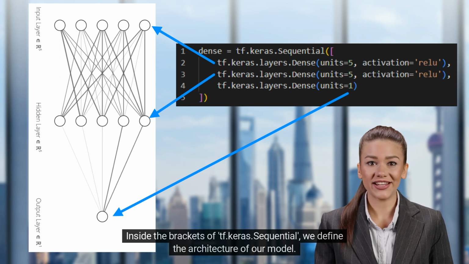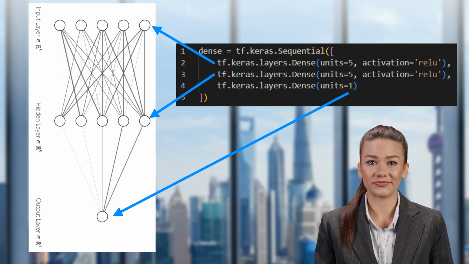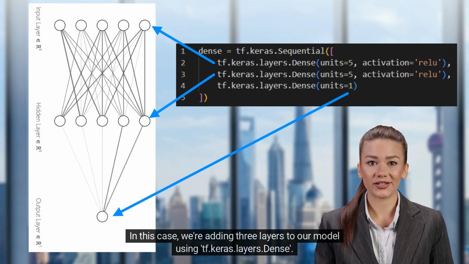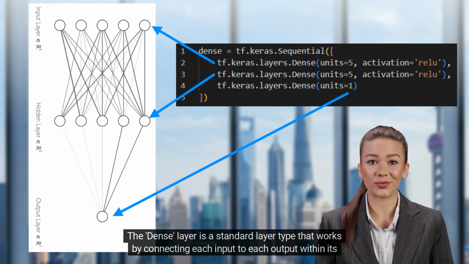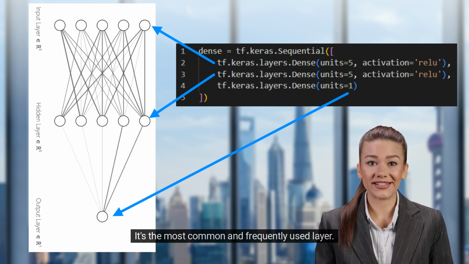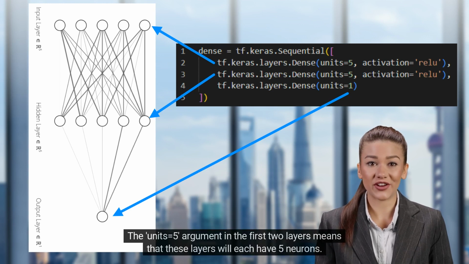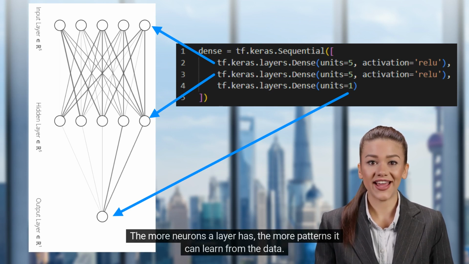Inside the brackets of tf.keras.Sequential, we define the architecture of our model. In this case, we're adding 3 layers to our model using tf.keras.layers.Dense. The dense layer is a standard layer type that works by connecting each input to each output within its layer. It's the most common and frequently used layer. The units=5 argument in the first 2 layers means that these layers will each have 5 neurons. The more neurons a layer has, the more patterns it can learn from the data.